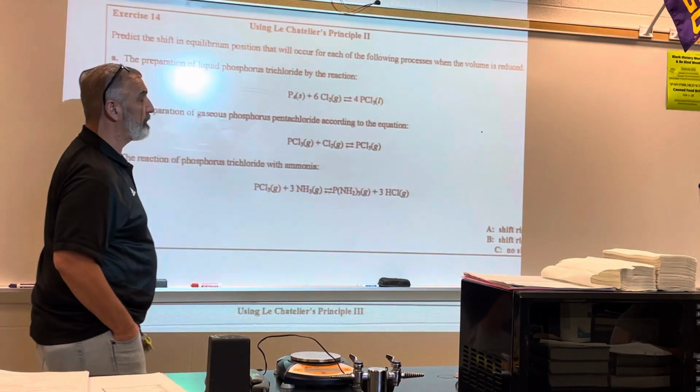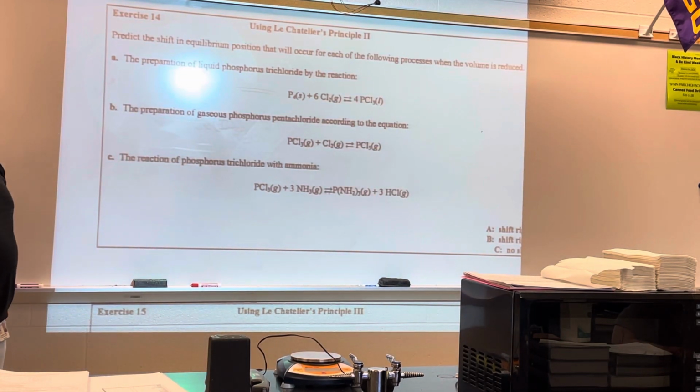The preparation of gaseous phosphorus pentachloride, so this one right here, you decrease the volume, which way is it going to want to go? To the right, because you're going from 2 to 1. But then the reaction of phosphorus trichloride with ammonia, okay?